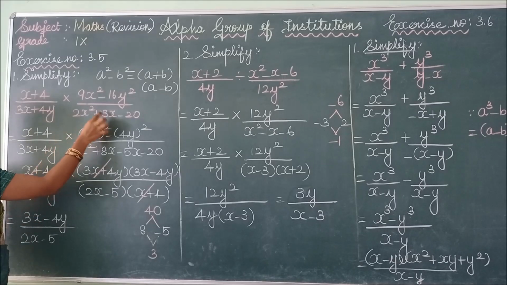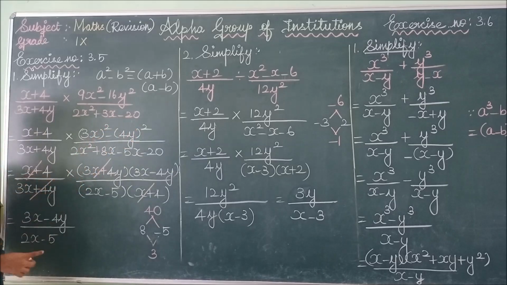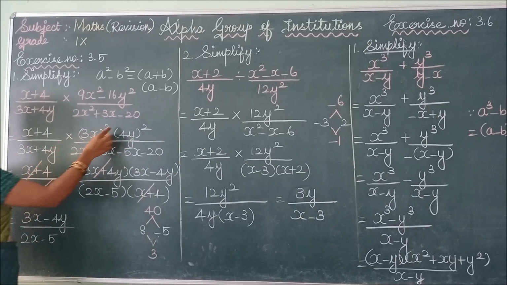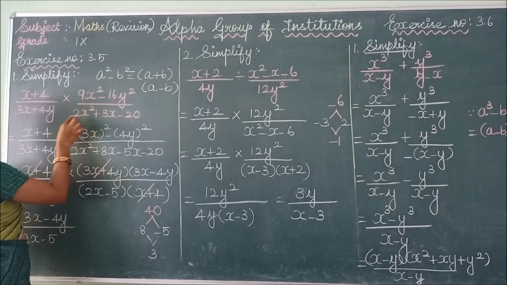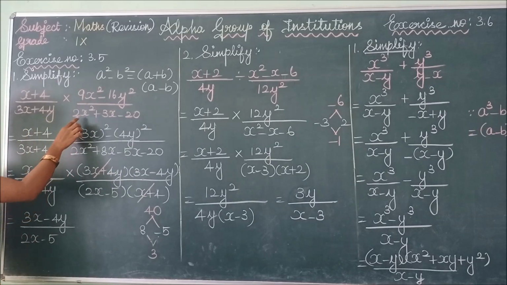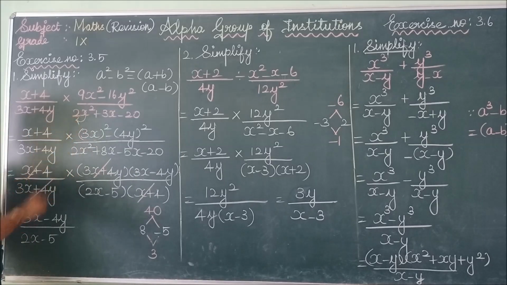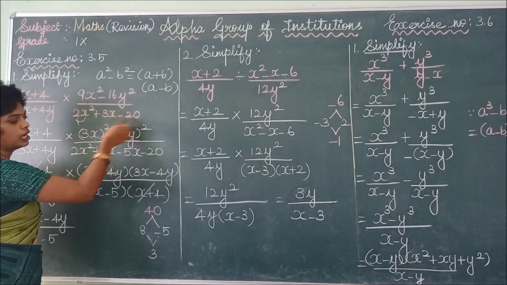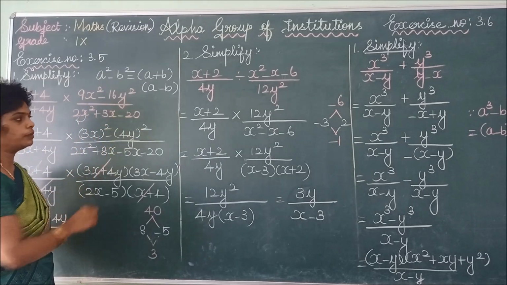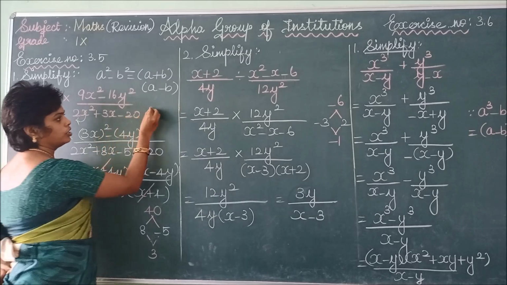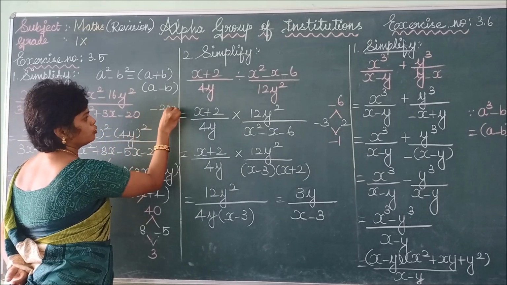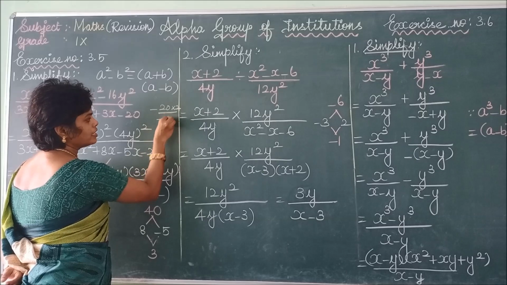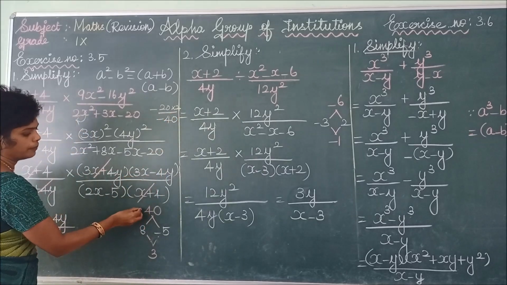So listen to the denominator: 2x squared plus 3x minus 20. In the previous exercise I have told you. Check the coefficient of x squared first. The coefficient of x squared is what? 2. If it is any number, you can multiply that number with the constant term. What is the constant term? Minus 20 is the constant term. So minus 20 into 2 is how much? Minus 40.